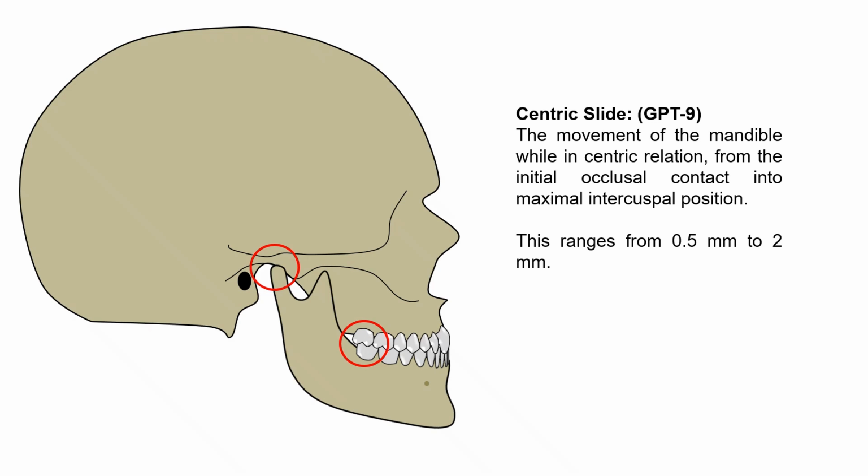So this is called a centric slide, that is the movement of the mandible while in centric relation from the initial occlusal contact to the maximal intercuspal position, and it ranges only from 0.5 to 2 mm.